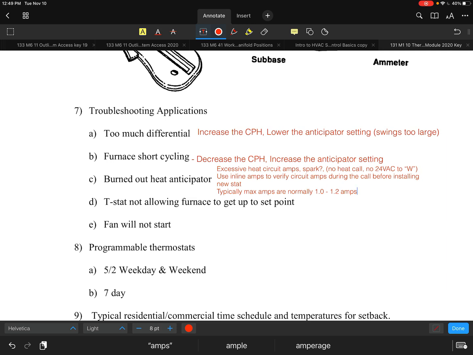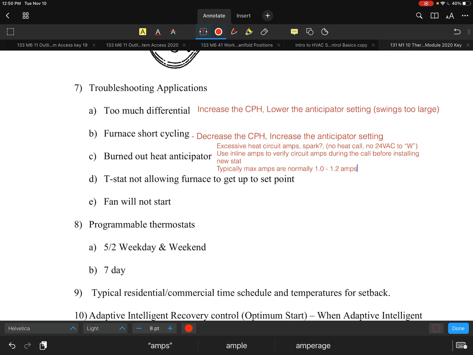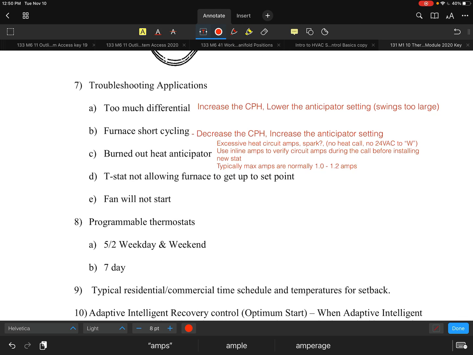So again, if I said, what would be the most that I would ever expect to see on a heating circuit, quite honestly, I really don't expect to ever see more than an amp. They might make it where you can have 1.2 amps, but that's really, really pushing it. So you want to be very, very careful on that. All right. Next one, item D.